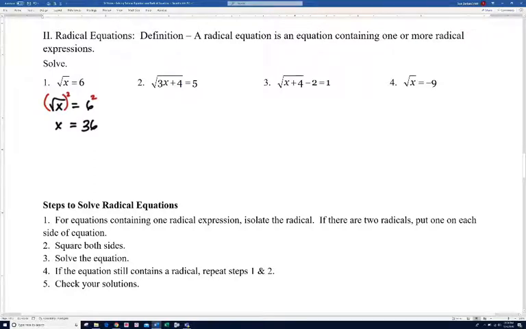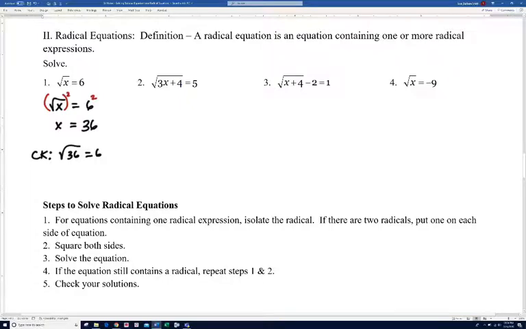Now, this is a problem that you could have easily done just by looking at it. And it's certainly easy to check that the square root of 36 does equal 6. But as we go along, things will get more difficult. So let's look at number 2 now. Now it's a little bit harder to see what the solution would be.